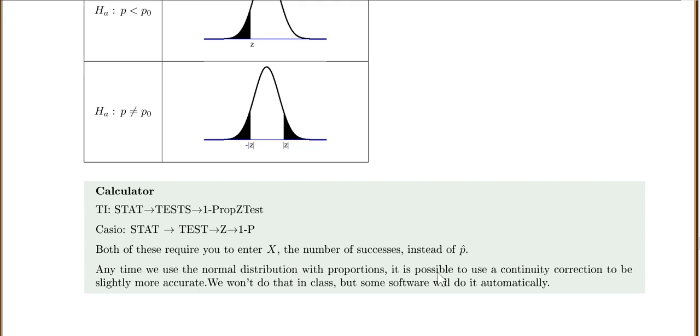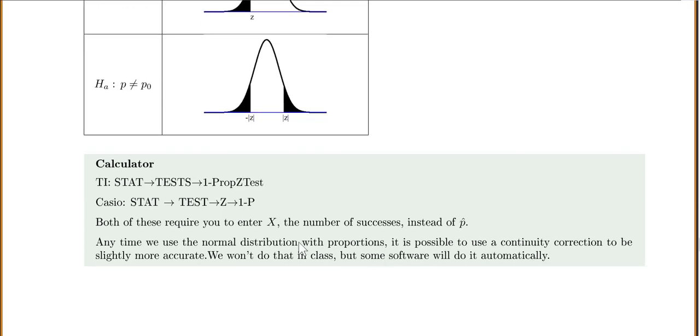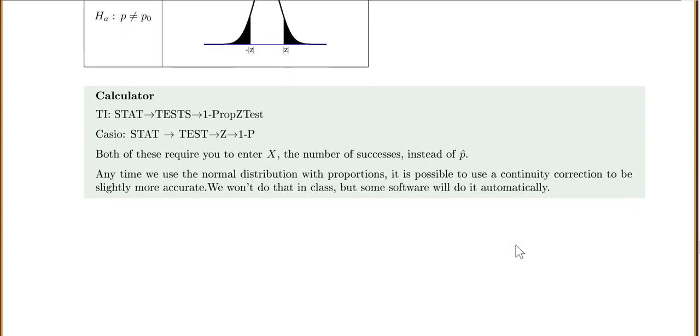Also, again, anytime we use our normal distribution with proportions, it's possible to use a continuity correction to be slightly more accurate. We're not doing that in this class, but some software does it automatically. So if your p-value is just a little different from ours, that's probably why. You probably have a calculator that does it.